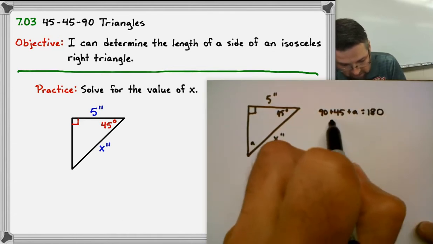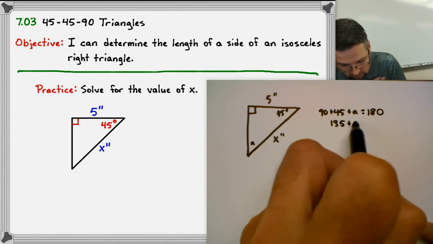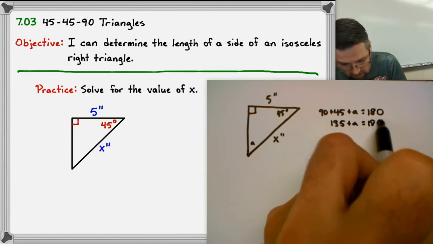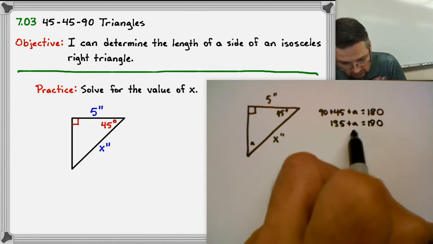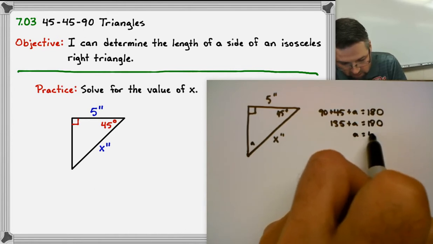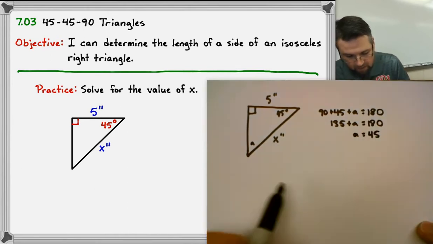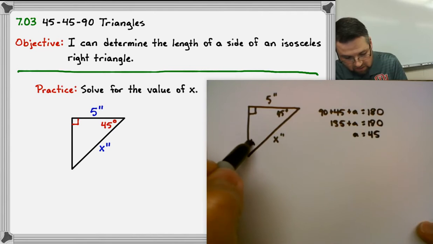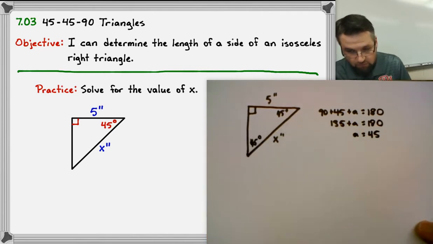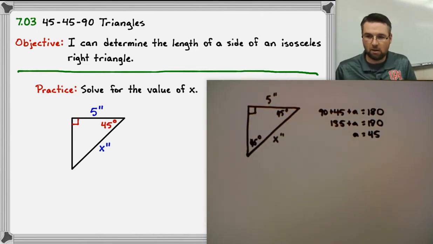So we did that in lesson number 1, okay? Triangle sum theorem. And then combine like terms, and we're going to subtract 135 from both sides, and we end up seeing that A is 45 degrees. So this angle here is 45 degrees. You go, well, what does that matter? I wasn't looking for the angle, I was looking for the side.